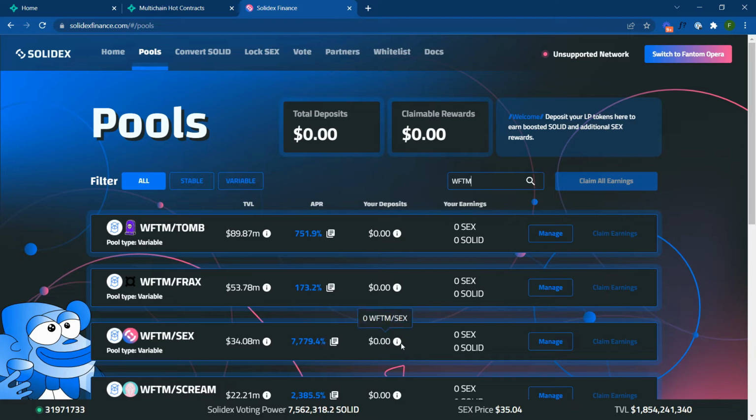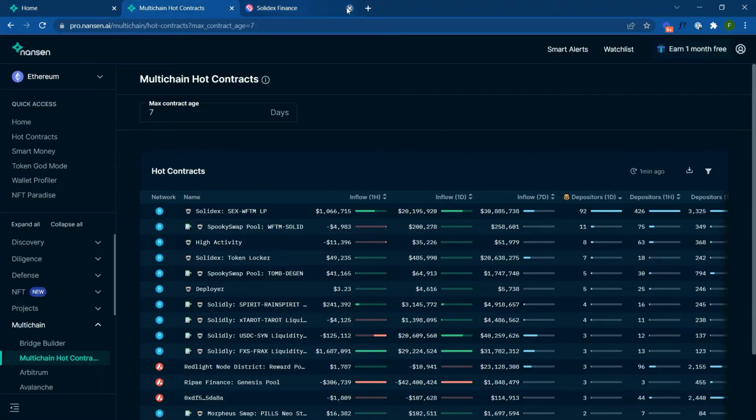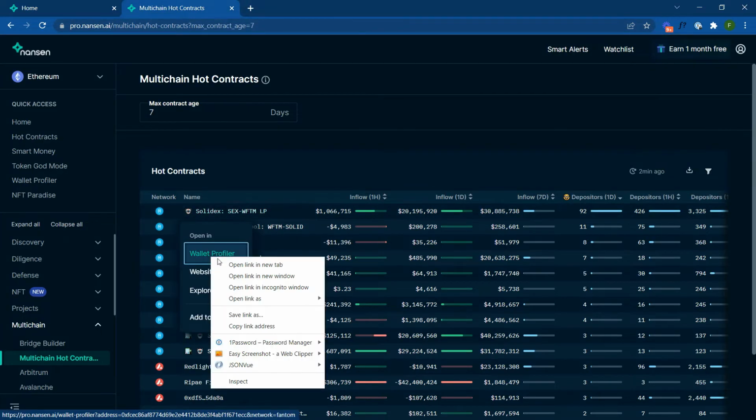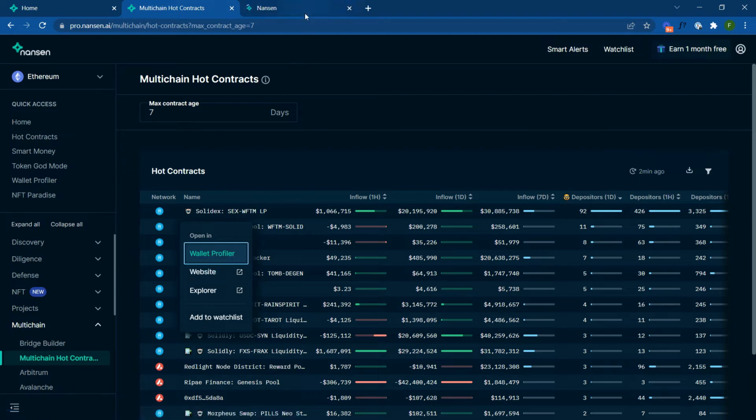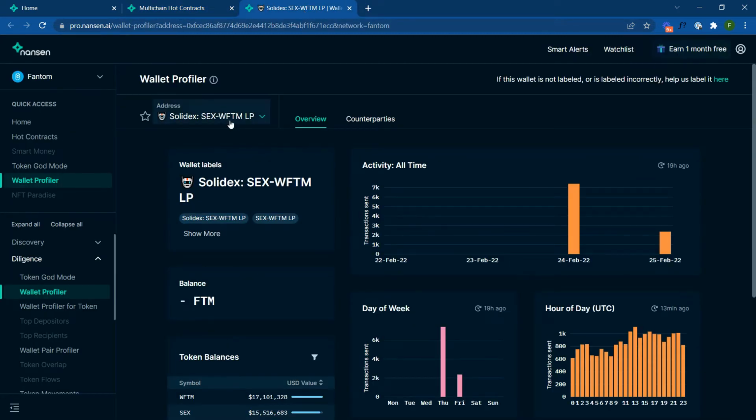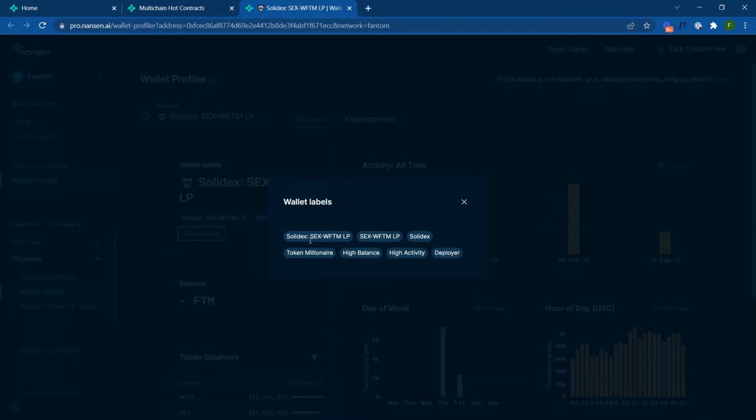Should you decide to invest in this pool, you'll need a funded MetaMask wallet and you'll transfer the funds over to Phantom. But let's go back to Nansen and continue our due diligence by opening the wallet profiler dashboard for the address of our pool. First, it's good to familiarize yourself with our labels.